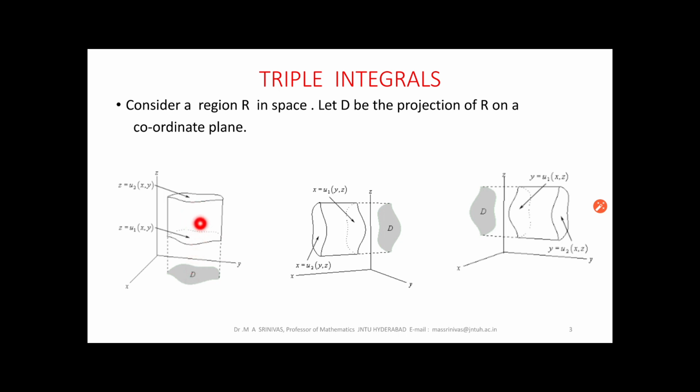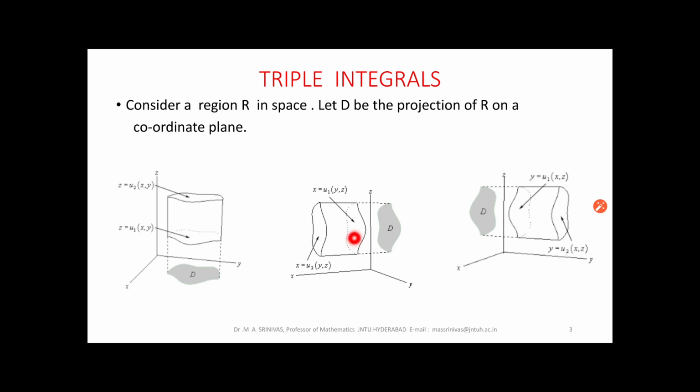So in the first case, if you can consider the given region as a region bounded by two surfaces, and they are in between two planes parallel to the xz plane, then z always lies in between z is equal to u1 and z is equal to u2. x and y vary in the domain D, which is the projection of the region.